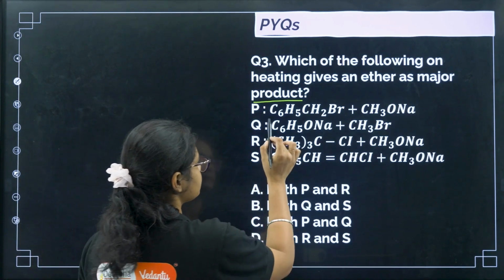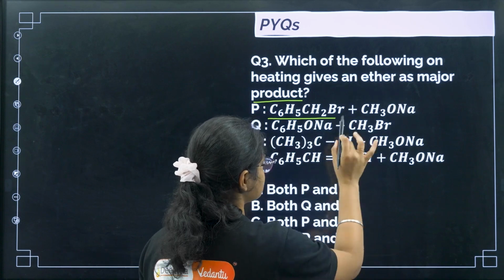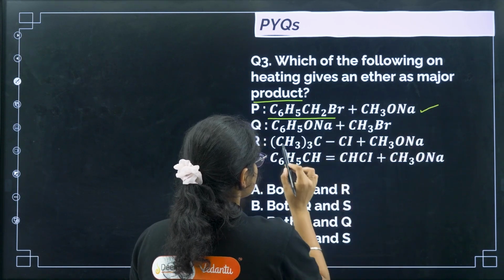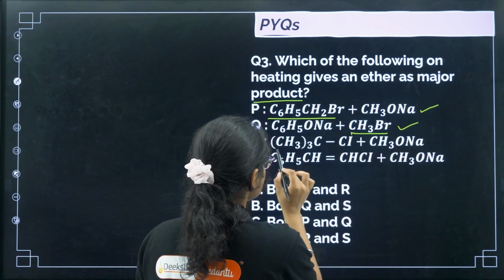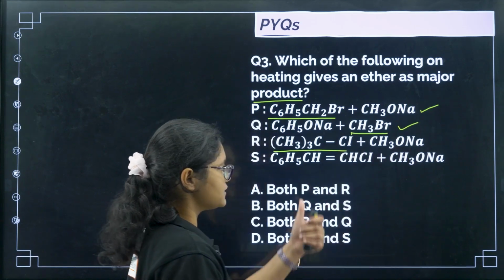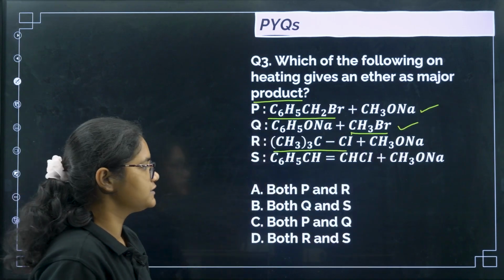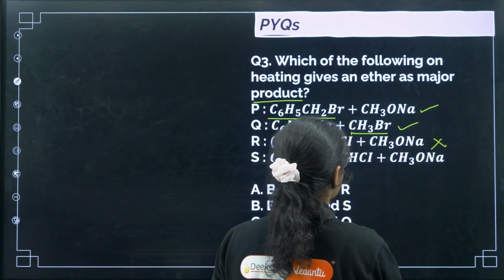So if you see here, this is RX, this is primary, so this can give you this one. If you see RX, this is also primary, this one can give you. Now if you see this one, this RX, this is a tertiary RX, right? So tertiary RX will not give you, so this one cannot be there.